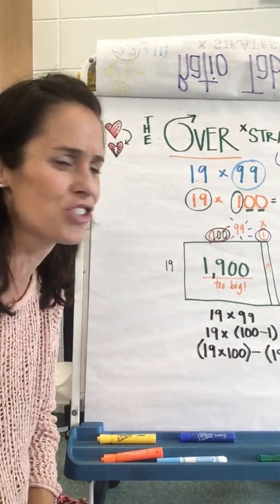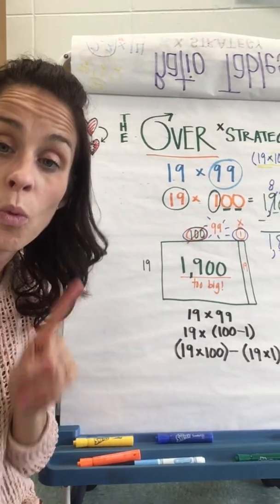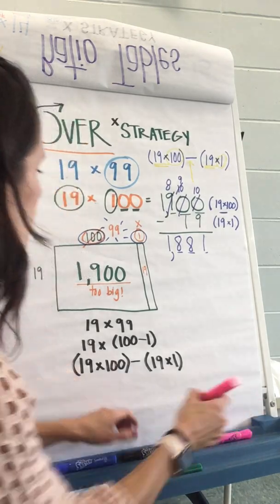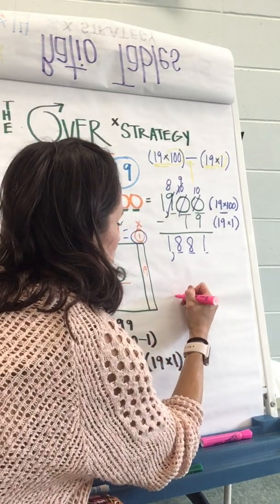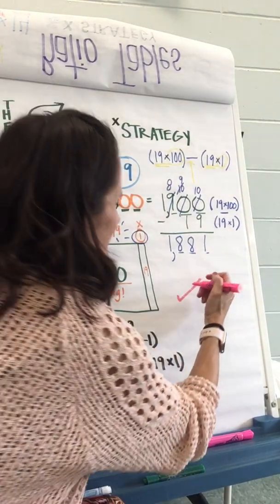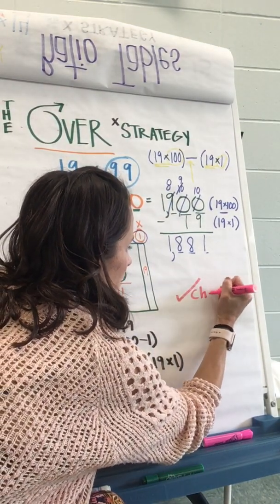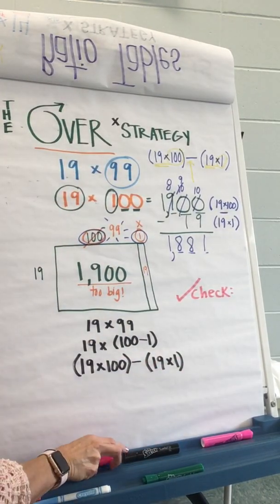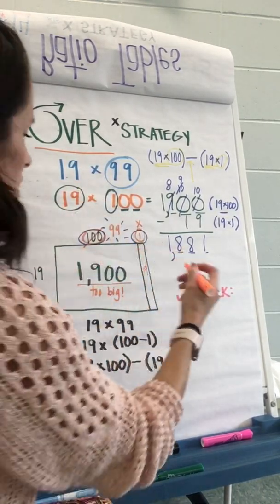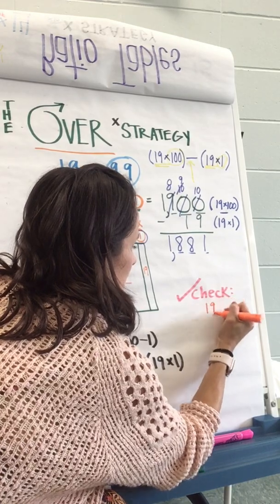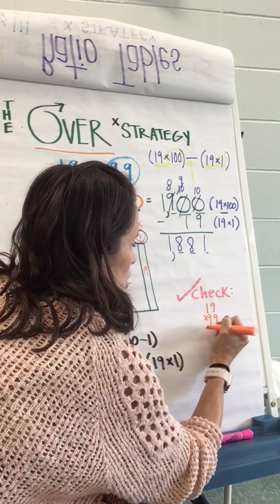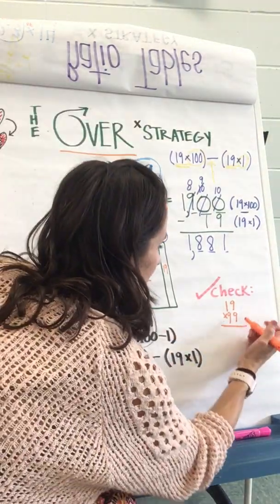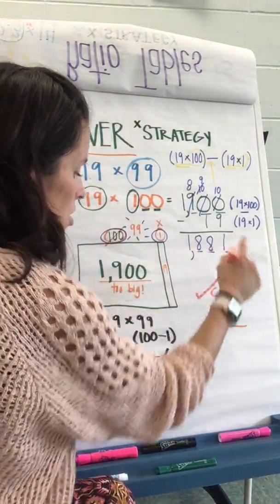So if this is a little tricky for you, don't worry about it. One thing I always suggest is checking your work. Okay, so if you're trying out this strategy and you're kind of like, I don't know if I got the right answer, this is new for me, check your work. So try 19 times 99 using a different strategy and see if you still get the same answer, okay?